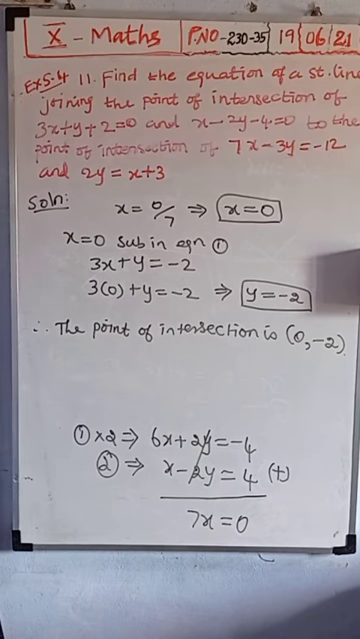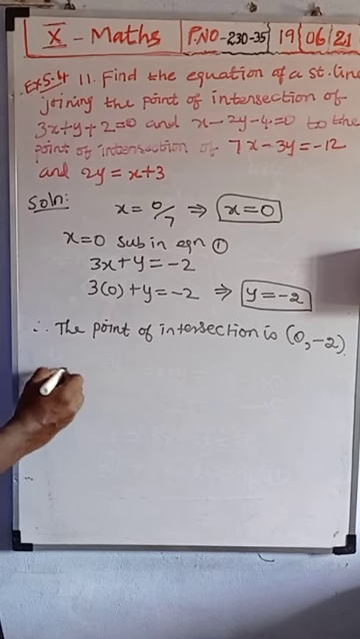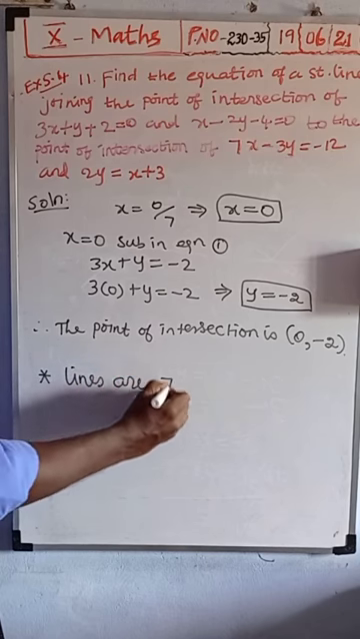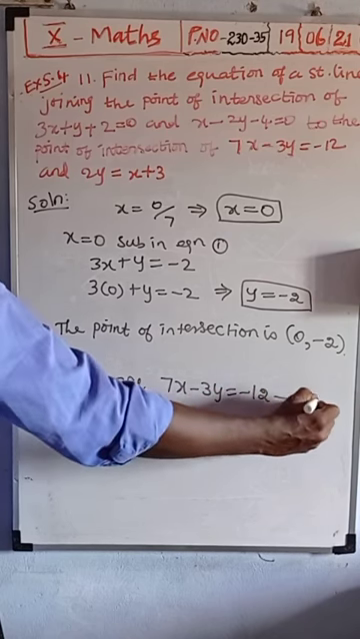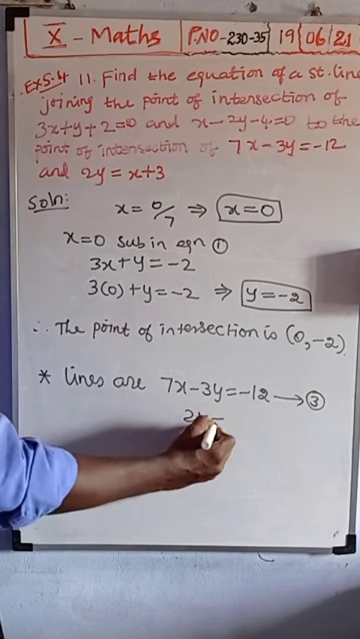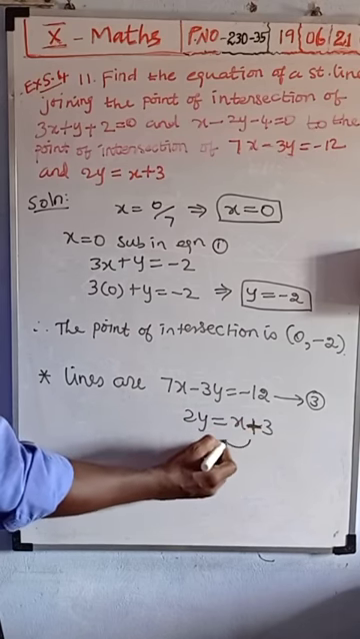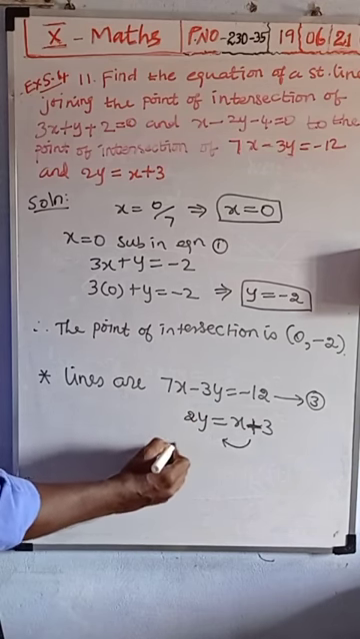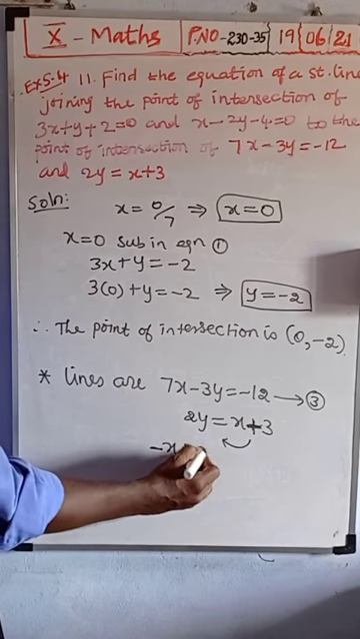Then next, see, the third equation and fourth equation you want to choose. The given lines are, first, 7x minus 3y is equal to minus 12. This is equation 3. Next, 2y is equal to x plus 3. This is equation 4. You solve this first. Plus x this side comes minus x. Already plus 2y is there.